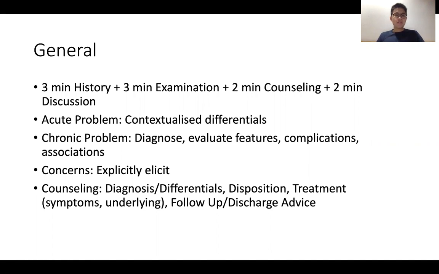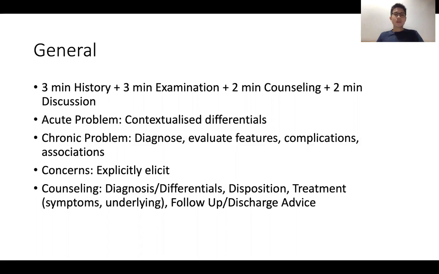The classic Station 5 task has two components. There is an acute problem and a background chronic problem. The acute problem usually has to be contextualized to what the chronic problem is. In other words, you often have to have a suspicion of what the underlying chronic problem is, to be able to come up with and elicit contextualized differentials to address the acute problem in an ideal manner.